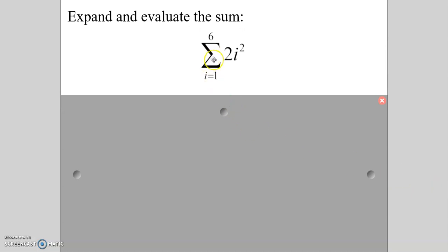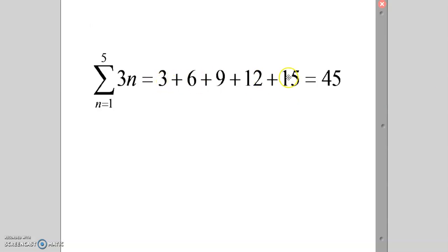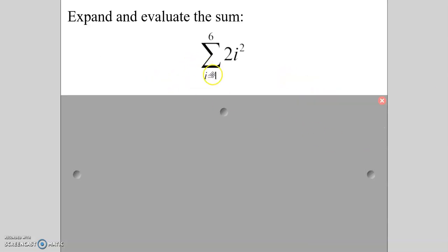So the way I'd read this is it's the summation of i equals 1 to 6 of 2i squared. And we're going to expand and evaluate this sum. So to expand it, I'm going to write it out like I did in this one right there. So I write it out by plugging all the numbers in from 1 to 6.